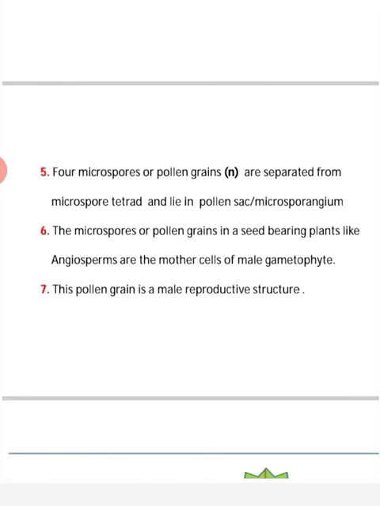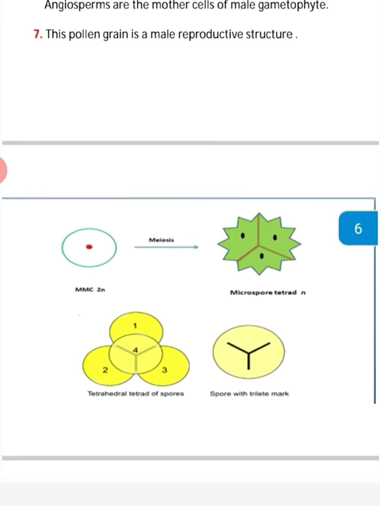Four microspores or pollen grains, which are now haploid due to the meiosis, are separated from the microspore tetrad and lie in the pollen sac or macrosporangium. The microspores or the pollen grains in seed bearing plants like angiosperms are the mother cells of the male gametophyte. This pollen grain is the male reproductive structure.